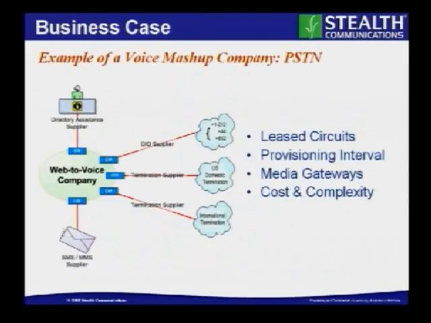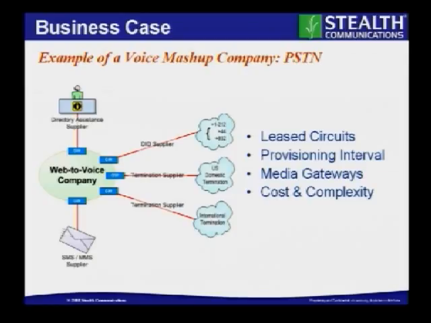Here's an example of a voice mashup company. Why is peering so important to them? In this example, this voice mashup company requires a number of services. They need access to their MMS and SMS provider for sending out messages to mobile subscribers. And they need PSTN services. They need telephone numbers for inbound services, and they need termination capability.